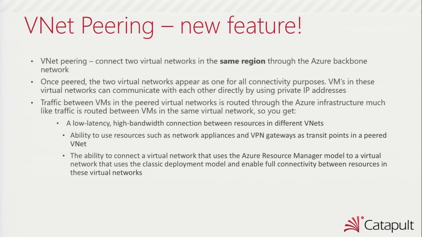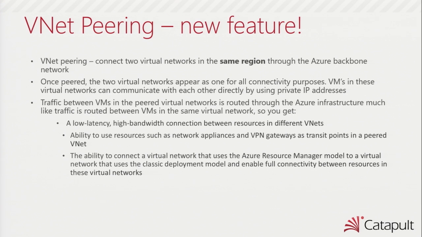VNet Peering, this is what I spoke to earlier as well. It's quite new, a couple of weeks old, this feature. And this basically allows you to connect virtual networks that are in the same region together without using a site-to-site VPN gateway. So basically you're just using the Azure backbone, right? So you're going over Microsoft's network to communicate between these two VNets.